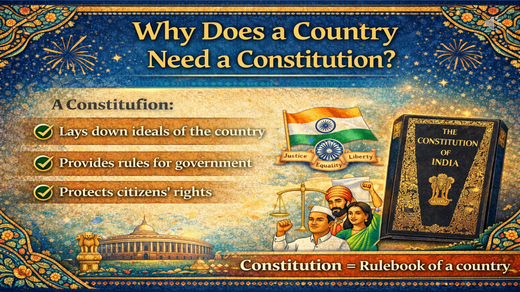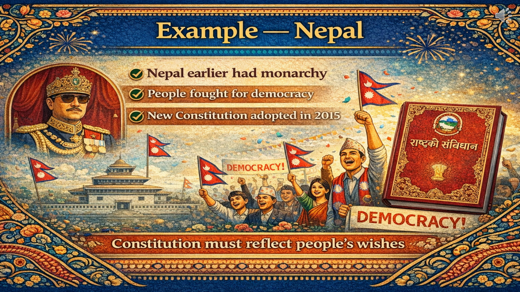Let's look at a real-life example from our neighbor. Nepal is a good example. Earlier, Nepal had a monarchy, meaning the king had most of the power. But the people wanted democracy, so they struggled and fought peacefully. Finally, in 2015, Nepal adopted a new constitution. Important message. A constitution must reflect the wishes of the people.